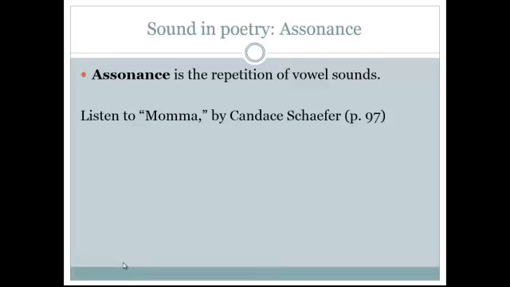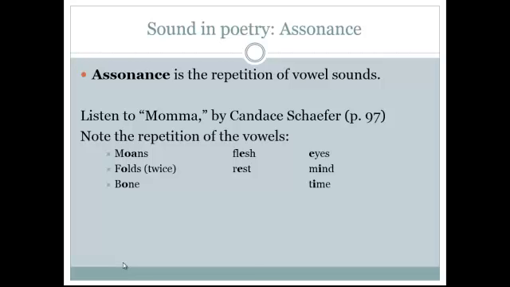So in this poem, Candace repeats certain vowel sounds. There's the moans and the folds and the bone and the flesh and the rest and the eyes and the mind and the time. And I think anyone who has a relative that maybe is suffering from dementia can relate to the poem, and just this repetition of the sounds sort of builds over time as you read the poem.